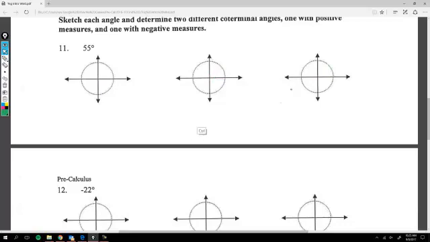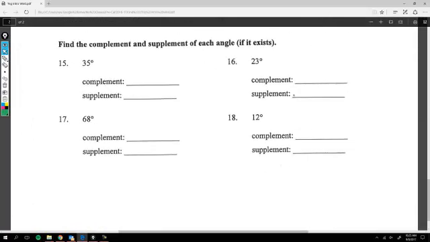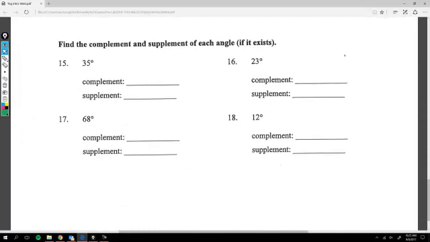Right, and last thing is a review of complementary and supplementary. So remember, complementary just means you add up to 90 degrees. Supplementary just means you add up to 180 degrees. I'm given 35, and I want to know what plus 35 is 90, and what plus 35 is 180. So all you really got to do is subtract from 90 and 180. That's all you have to remember. And so in this case, we get 55. And in this case, we get 145.